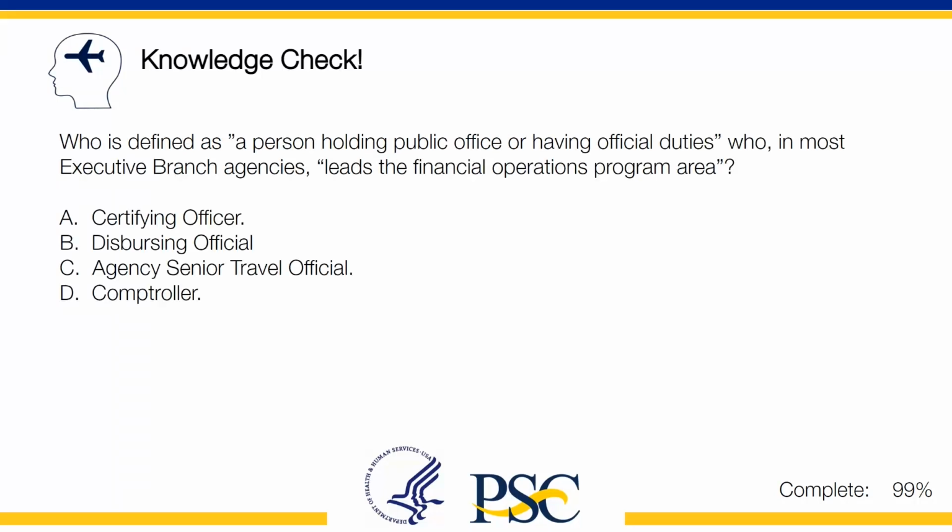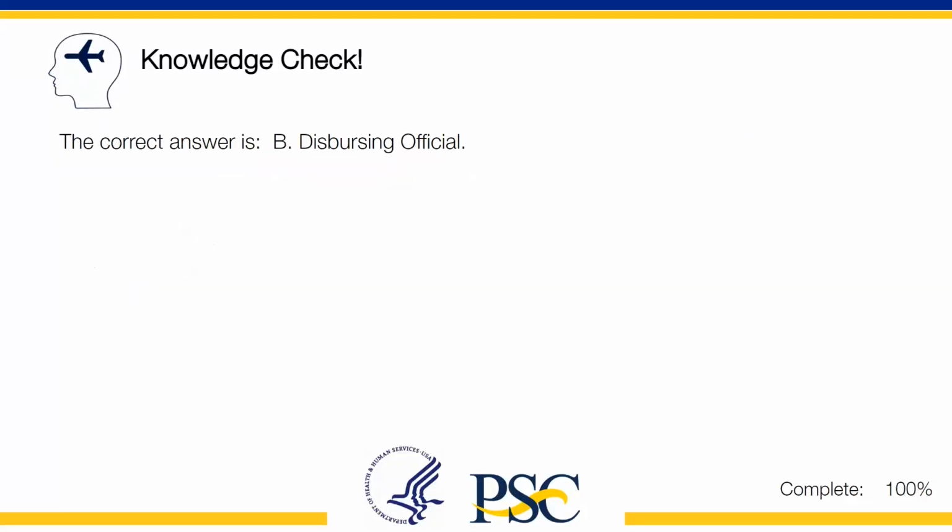Who is defined as a person holding public office or having official duties who, in most executive branch agencies, leads the financial operations program area? A. Certifying officer. B. Disbursing official. C. Agency Senior Travel Official. D. Comptroller. Click pause, consider your response and resume the video to learn the correct answer. The correct answer is B. Disbursing official.